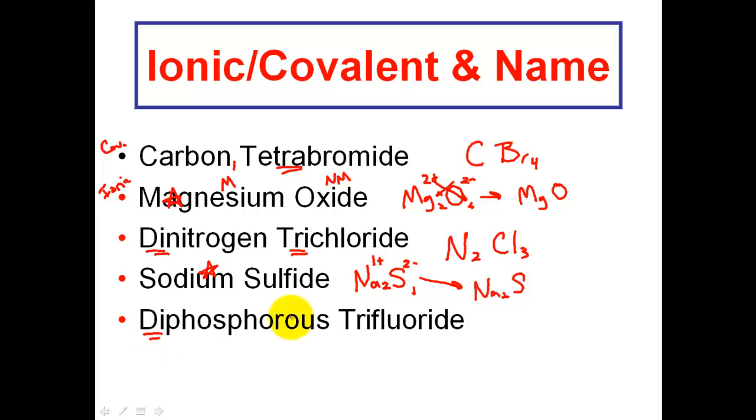All right, I have prefixes here. I have a di and a tri. And a di is going to be 2, and a tri is going to be 3. So I have diphosphorus, that's P2. Fluorine is 3. P2F3.